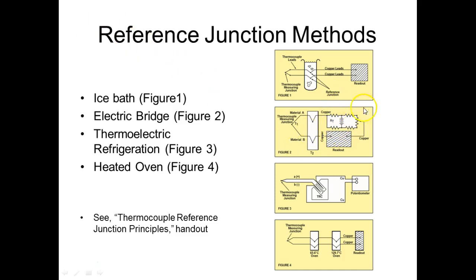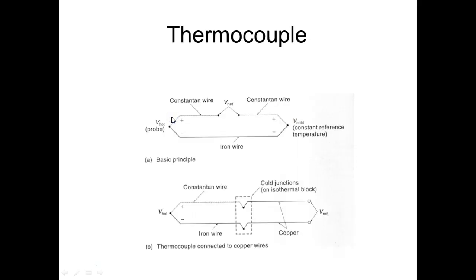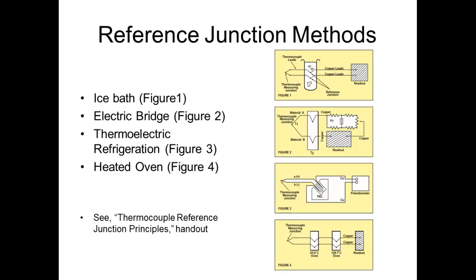Here they're using a Wheatstone bridge. Here I don't know what they're using. Oh, I'm sorry. 3 would be a thermoelectric refrigeration, and then heated oven, and then of course a lot of times what we do is this guy right here. That's the most popular. So I'd almost bet this meter right here uses an electric bridge, right? So with that, we can establish what 0 is if we know what the thermocouple is.